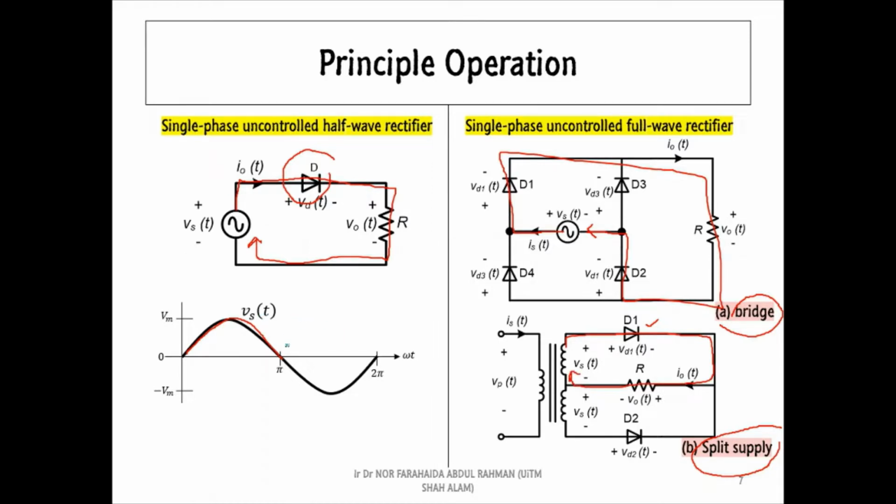Next, when the half cycle of the AC supply voltage waveform is negative, diode D in the half-wave rectifier is in reverse bias. As a result, it creates an open-loop circuit and therefore current cannot flow to the load anymore. Nevertheless, in the full-wave rectifiers, current is still flowing to the load. It is because in the bridge rectifier, diode D3 and D4 are in forward bias, while in the split supply rectifier, diode D2 is in forward bias.